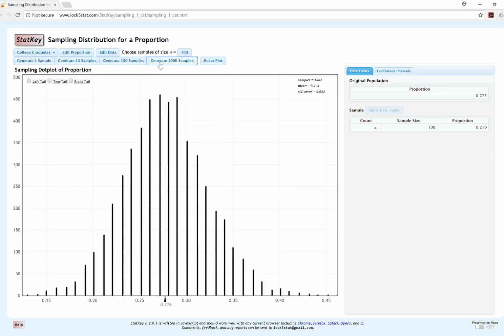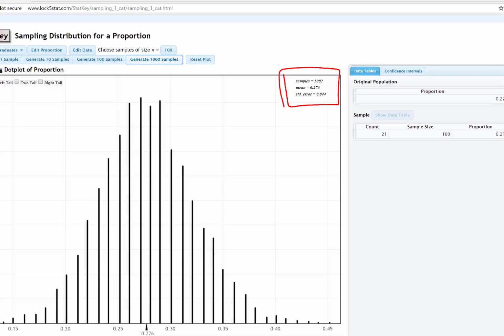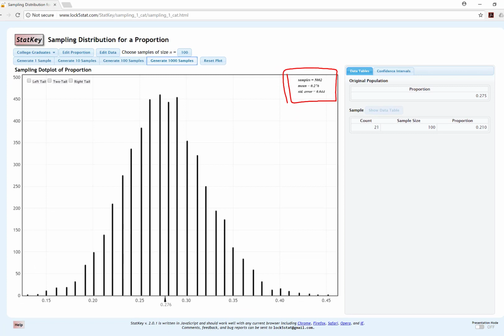In addition to being able to see a visual representation of the sampling distribution, in the upper right-hand corner of our dot plot, we're given the number of samples that we took, the mean of this distribution, and the standard error. The standard error is the standard deviation of this distribution. Note that this method of constructing a sampling distribution requires that we have all of the population values, or in this case, the population proportion value. In most cases, we don't know all of the population values. In those cases, we use bootstrapping methods, which you'll see next in this lesson.